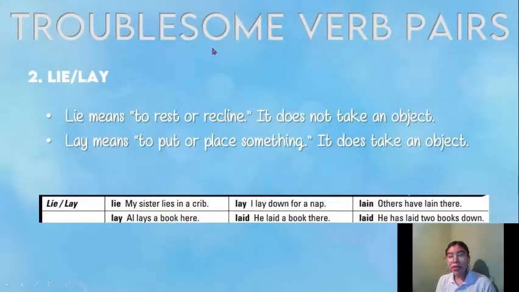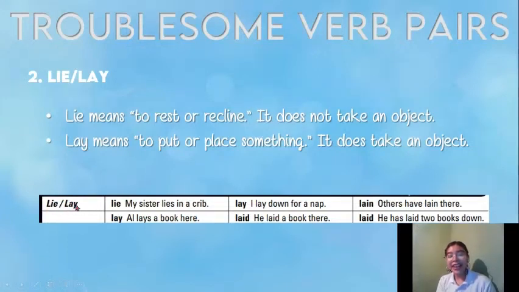Then we have troublesome verb pairs. We have lie and lay. Lie means to rest or recline. It does not take an object. And lay means to put or place something. It does take an object. So this one is similar to set. We have lie and lay.